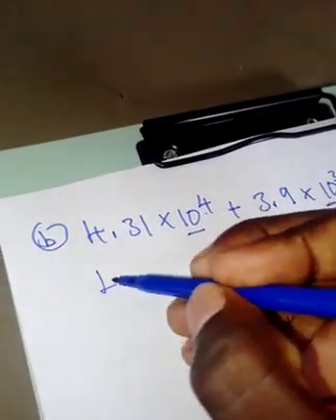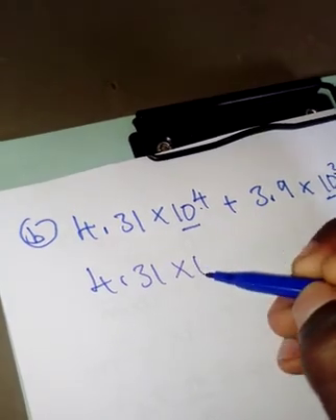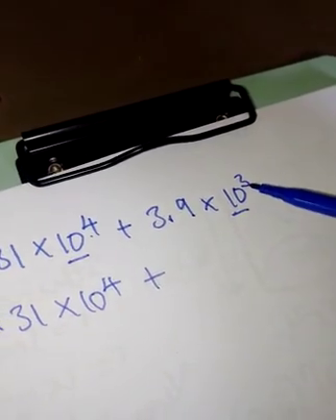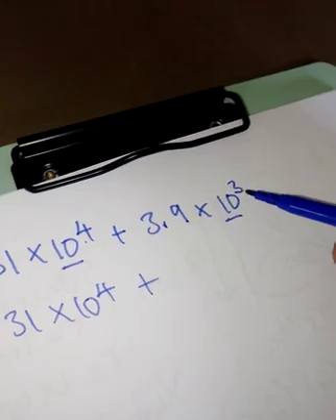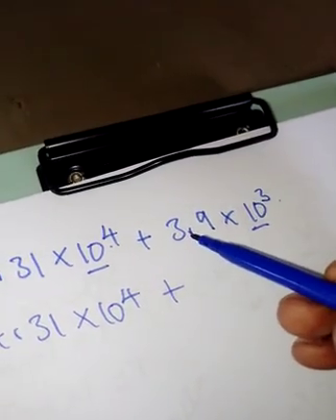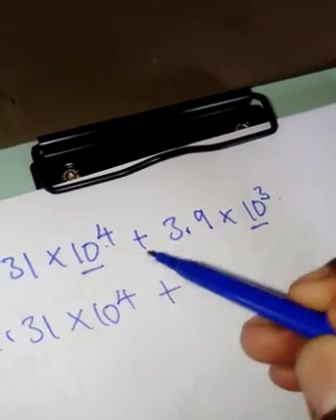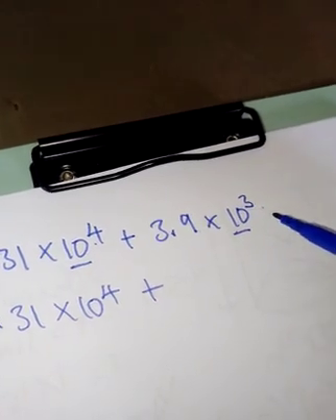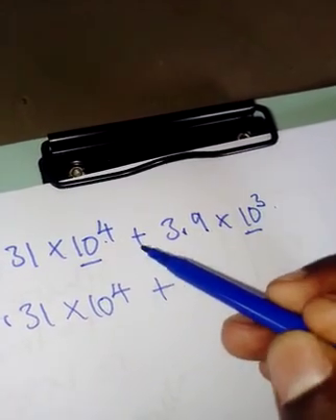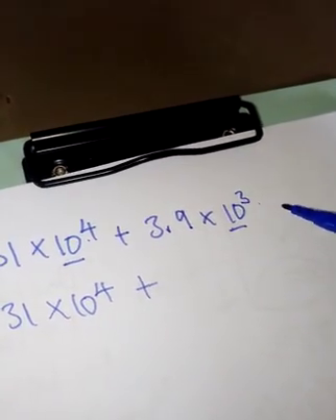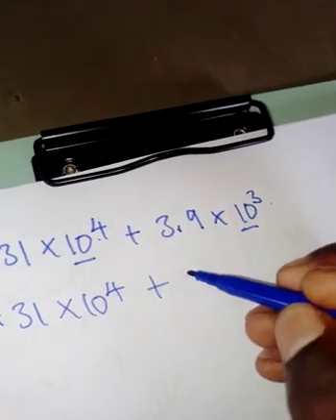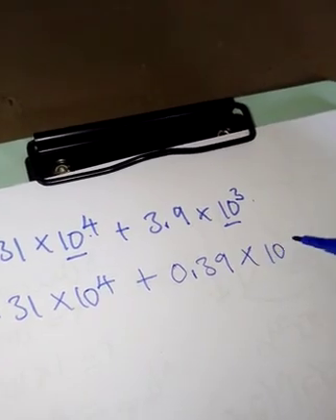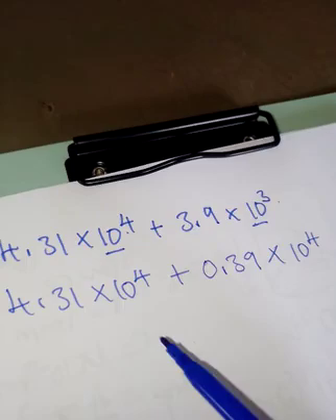So here we have 4.31 times 10 to the power 4 plus, so this is 10 to the power 3. We want it to be 10 to the power 4. So this decimal point, should it move to the right or to the left? When it moves to the right, remember we are getting negatives, so it's just to move to the left so that we can have a plus 1 there. So it has to move to the left by a step so that we can have 0.39 times 10 to the power 4, right? Yes, so same powers.